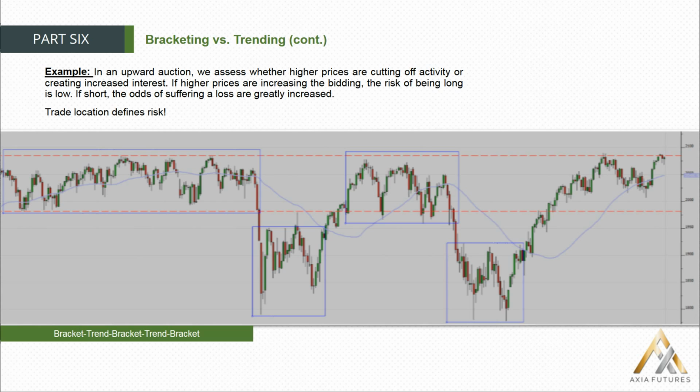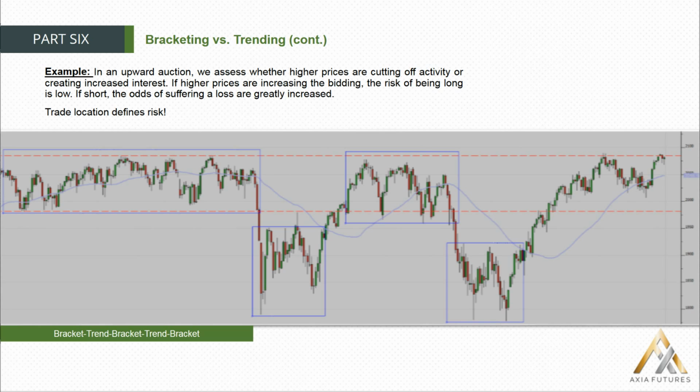So again, just coming back to that concept of knowing whether or not we're bracketing or trending can increase or decrease the odds of success and obviously compounding potential losses. So that's important to understand, and that's why we spend quite a bit of time understanding the principle and the premise behind bracketing and trending markets.